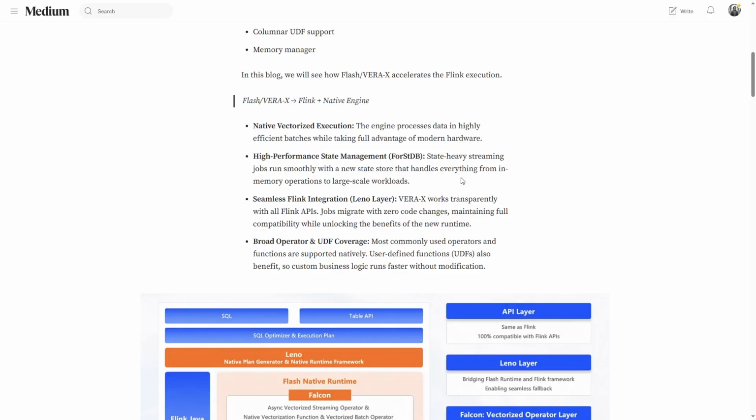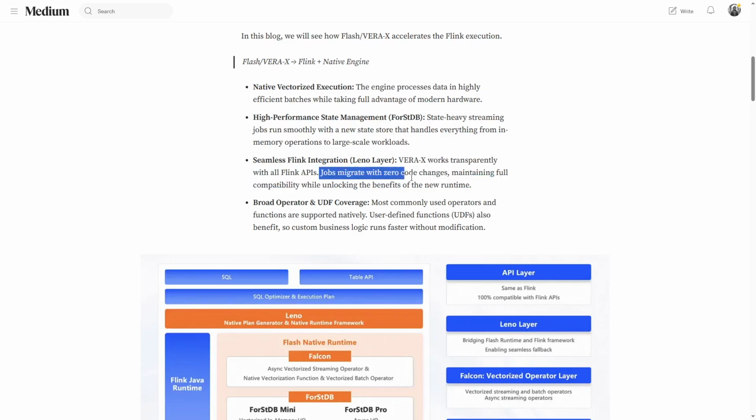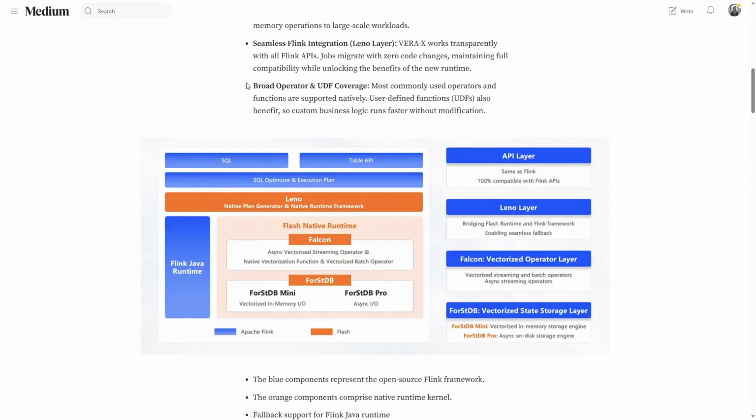Then it also uses Forest DB, which is a state management system. This is called Forest Streaming DB. It is built for state heavy streaming jobs that they have implemented. And it is a simple Flink integration because they don't have any breaking API changes. This works with any API that any Flink job written earlier used. There is no breaking change in that, and it also has UDF support.